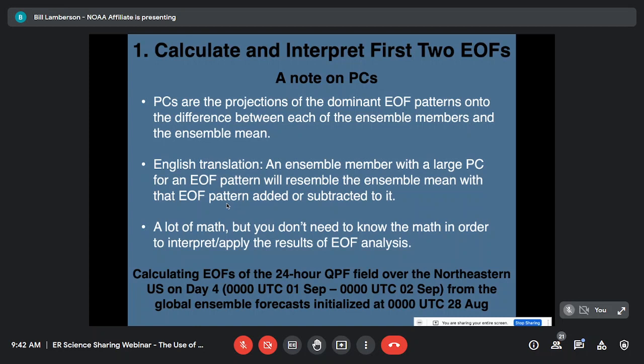All right, so we're going to be calculating the EOFs of the 24-hour QPF field over the northeastern US on day 4, which we're defining as 0Z on September 1st to 0Z on September 2nd, from the global forecasts initialized at 0Z on the 28th of August.